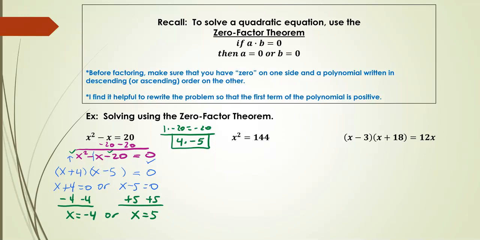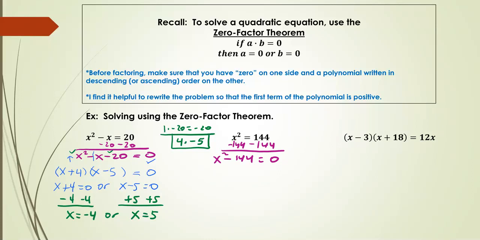In the next example, again, I have the issue, I have x squared, which is a quadratic, but I don't have my 0. So x squared is positive right now, so I'm going to move my 144. 144 is positive, so I will remove it by subtracting it off of both sides. And this is going to give me x squared minus 144 equals 0.